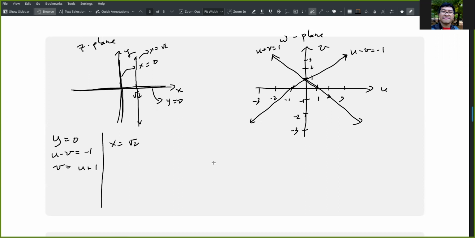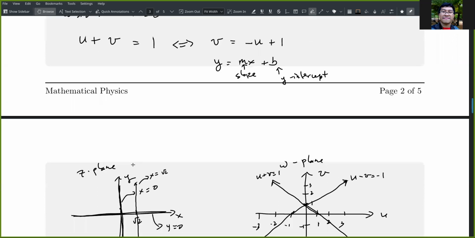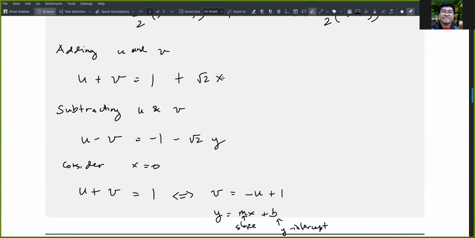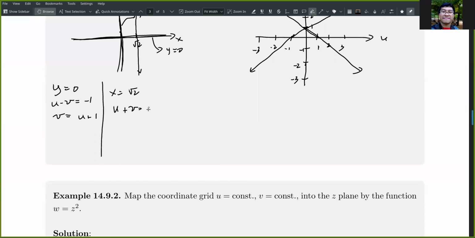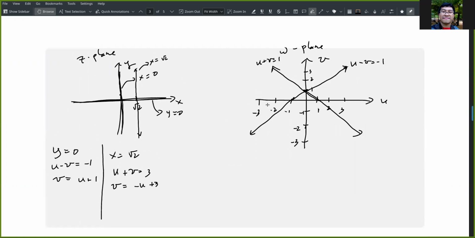Okay. In that case, we use u plus v. So x times square root of 2, this is 2, square root of 2 times square root of 2, that's 2, plus 1, that's 3. So u plus v equals 3, or we can write it as v equals -u plus 3. A slope of -1 passing through v equals 3, and it passes through u equals 3. So that's a straight line like this. Okay, pass through here. This is our u plus v equals 3.